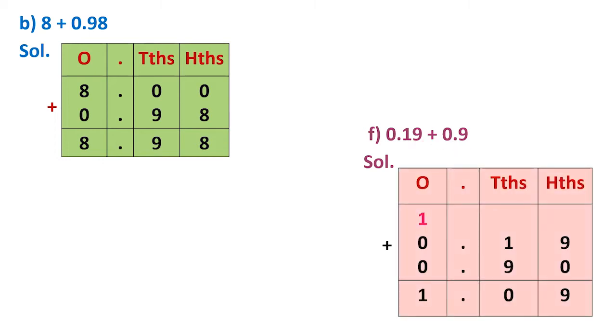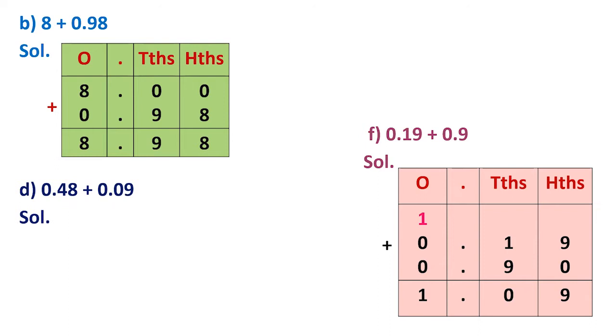Next one is 0.19 plus 0.9. See, this is the ones place, this is the tenths place, and this is the hundredths place. According to the numbers, we have made the table of these place values. So here it is 0.19 and 0.90. We will place the numbers in their respective places. 0 plus 9 is 9, 1 plus 9 is 10. So we have written 0 here and taken 1 carry, decimal below the decimal, and 1 plus 0 plus 0 is 1. So the answer is 1.09.